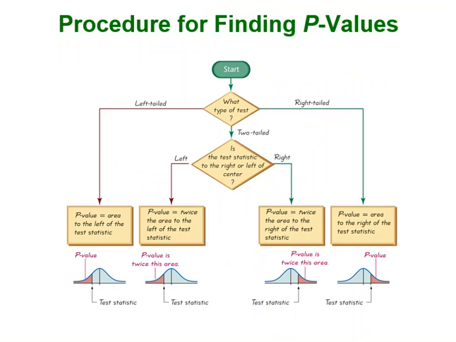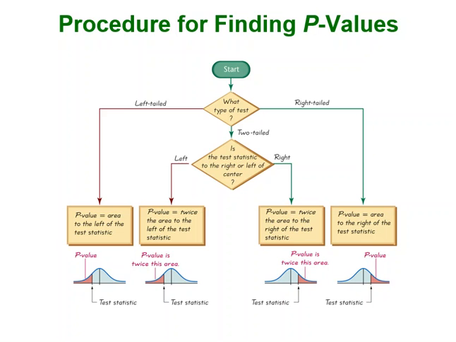Now, the actual process for finding a p-value. First you need to decide whether you have a left, right, or two-tailed test. And that's determined by the alternative hypothesis. If it's a less than in the alternative, then it's a left-tailed test. If it's a greater than in the alternative, it's a right-tailed test. And if it's not equal, it's a two-tailed test.